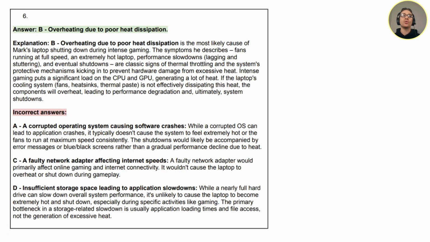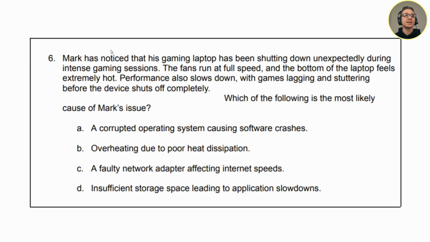Now, it is overheating. B, overheating due to poor heat dissipation. So the question specifically noted during intense gaming sessions, right? If you've got a laptop, particularly a gaming laptop, and it starts to get really hot, that can cause intermittent shutdown, okay? Overheating generally leads to intermittent shutdown. The other options here, a corrupted operating system. There's not really any reason to believe he has a corrupted operating system. The reason we're choosing overheating over corrupt operating system is, one, it said during intense gaming sessions, right?